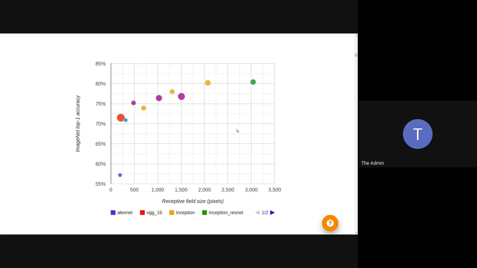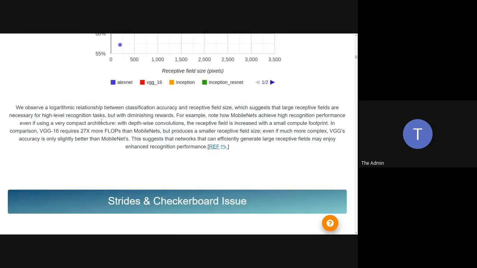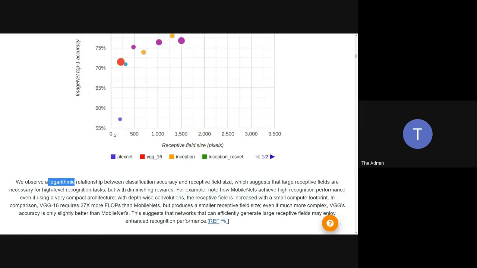Here you can see that AlexNet was here, but as we have moved forward, we have started adding a lot of receptive field, and we observe a logarithmic relationship. This is also troubling, that our relationship between classification accuracy and receptive field is logarithmic. So there's only so much we can do now.